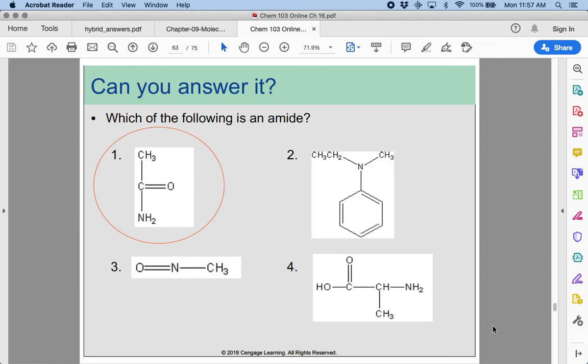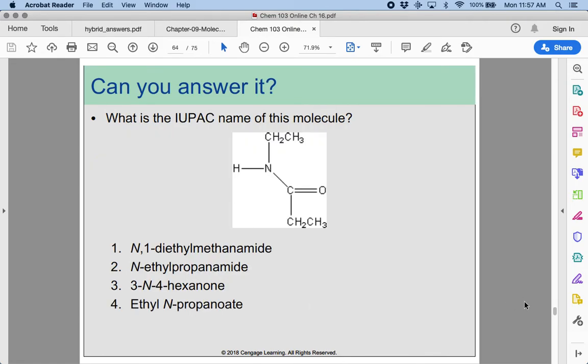Here's a good example of an amide. This is a secondary amine. This is not anything, this is just some sort of organic compound. And this is a carboxylic acid. What is the IUPAC name of the following compound? This would be N-ethylpropanamide. So we have an amide, and then we need to go through and determine this was the carboxylic acid, this was the amine that came together. Here's our amide bond.